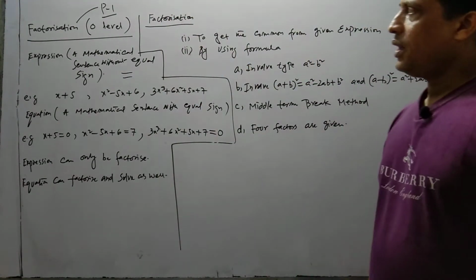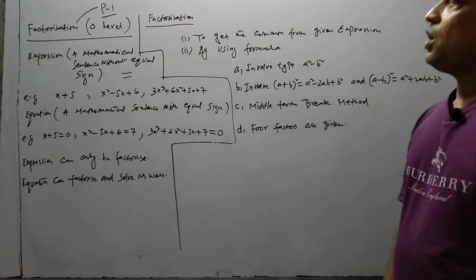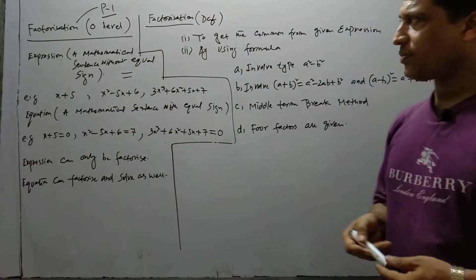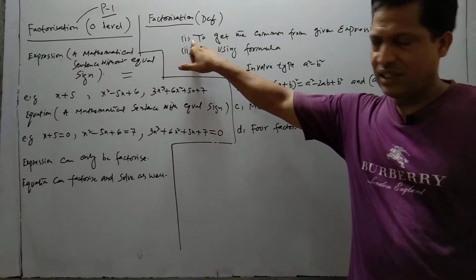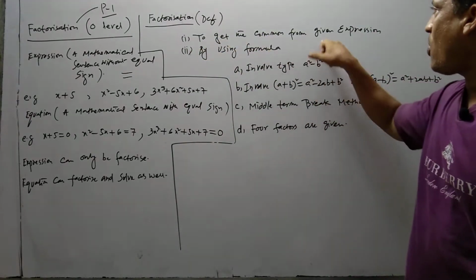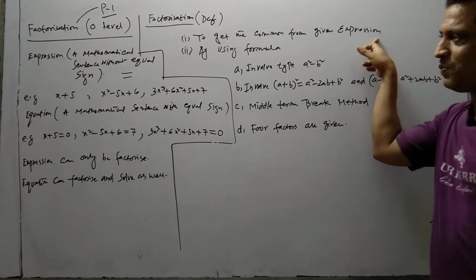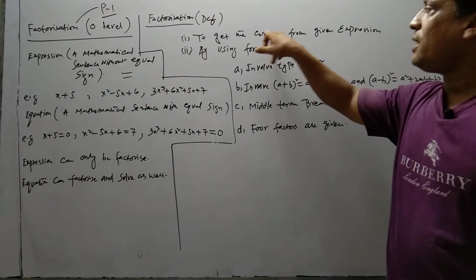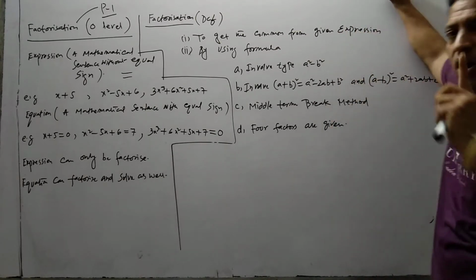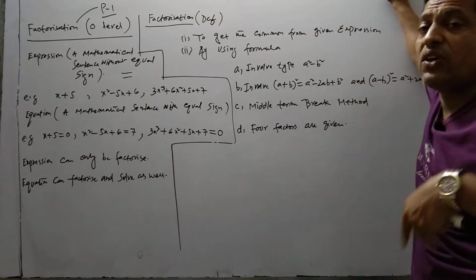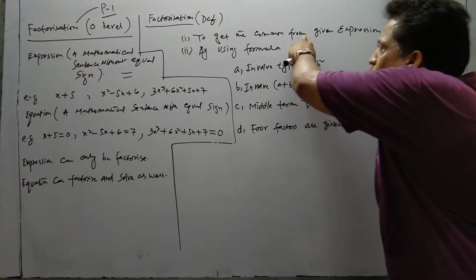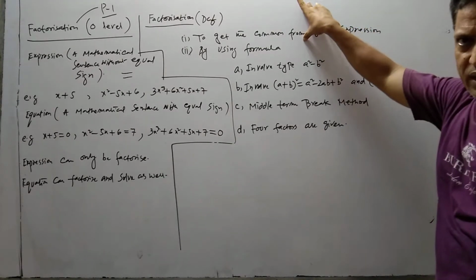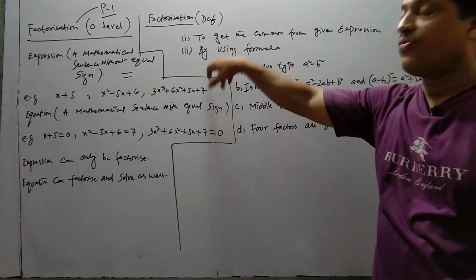Okay, come to the main topic, factorization. What is the definition of factorization? The first definition is to take out the common factor from a given expression. You know, an expression means a mathematical sentence without an equal sign. This is the first definition of factorization. But it is not necessary that you can always take a common factor from the expression. If there is no common factor, then we use a formula.